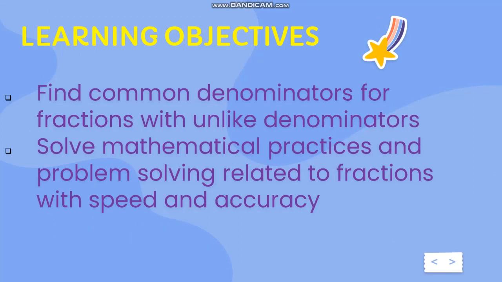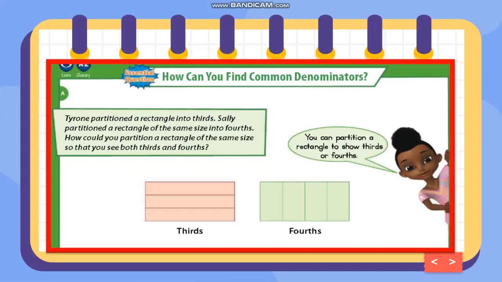You're going to find the common denominators for fractions with unlike denominators and solve mathematical practices and problem solving related to fractions with speed and accuracy. How can you find common denominators?